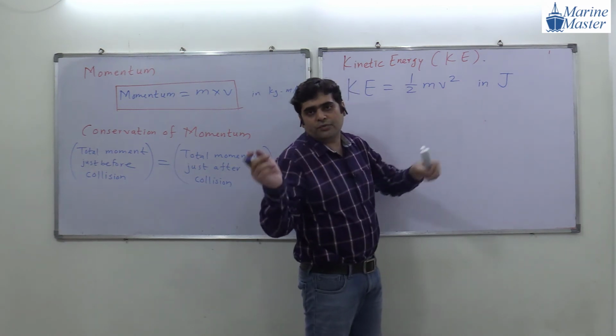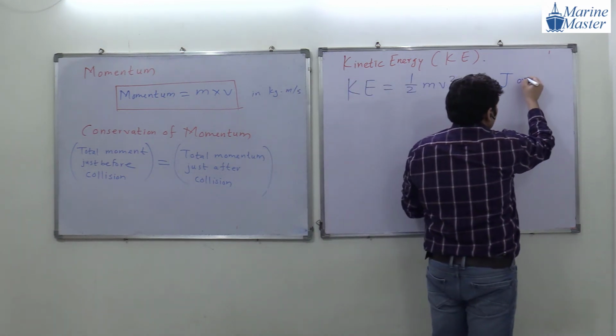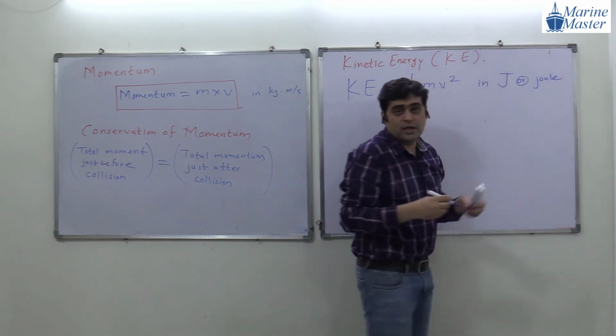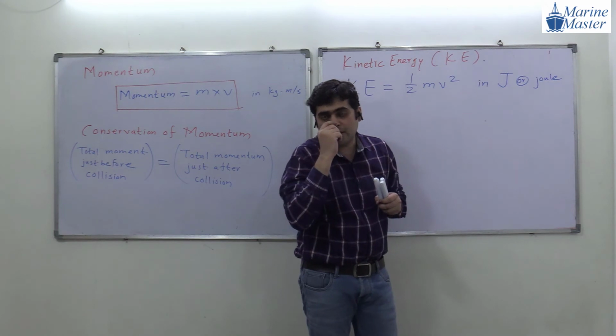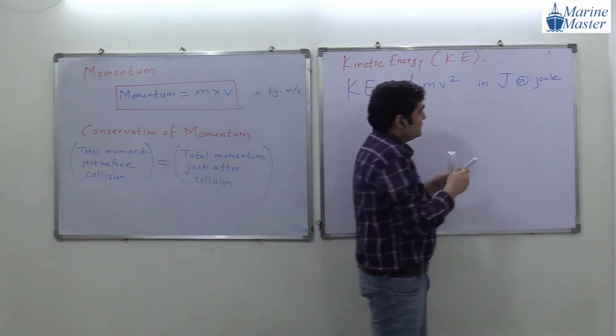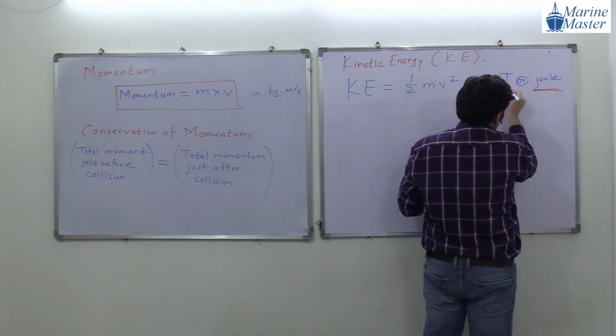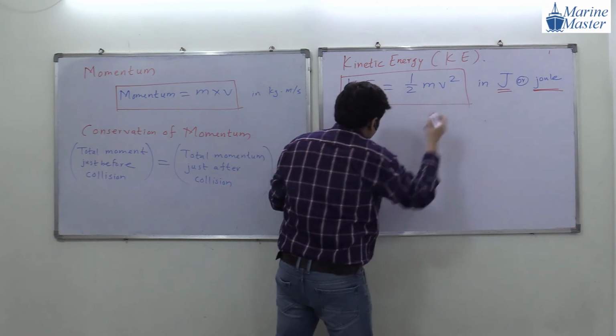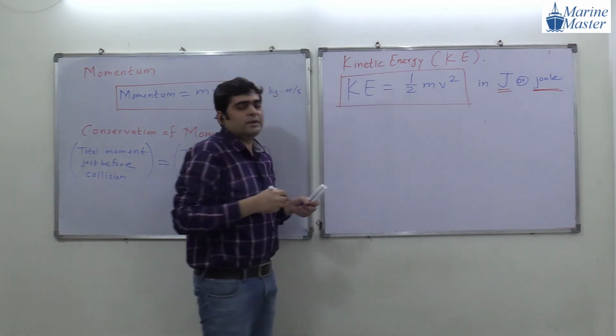If you want to write it in full, then j must be in small letters if you are writing joule, because here joule is not the name of a person. Here joule is a unit. So that is what kinetic energy is. Please everyone write down kinetic energy.